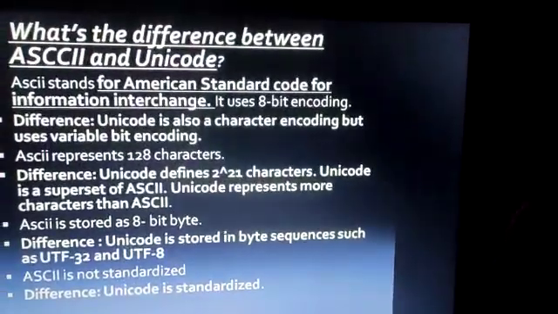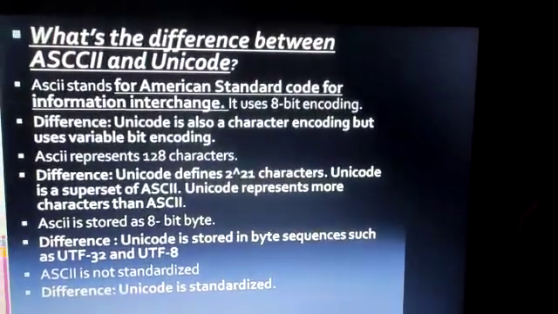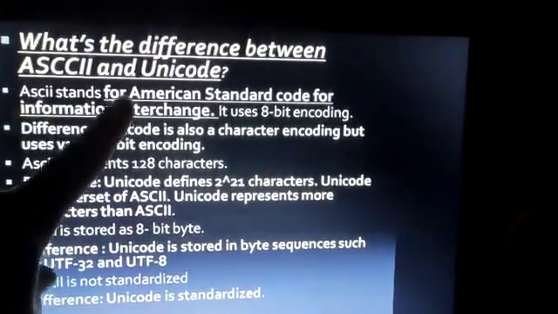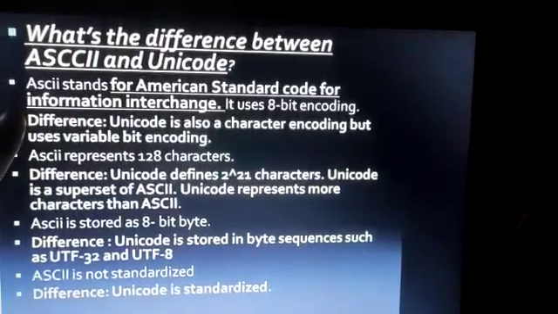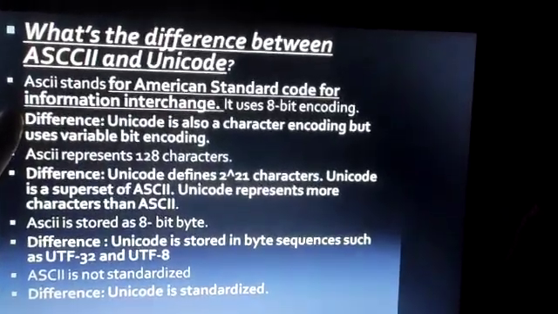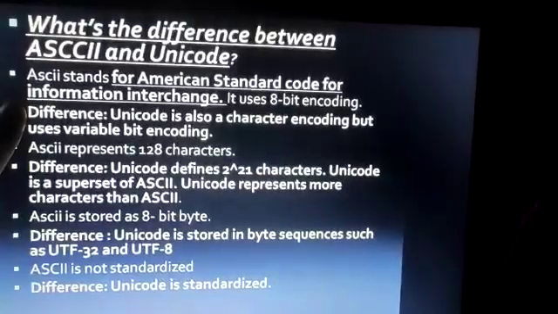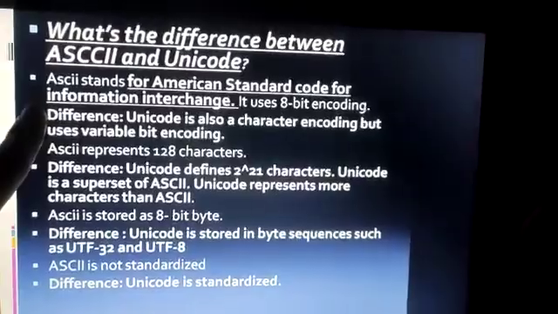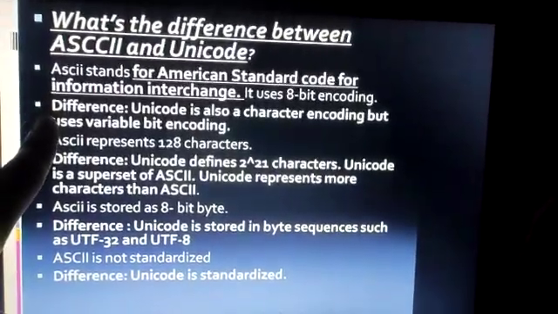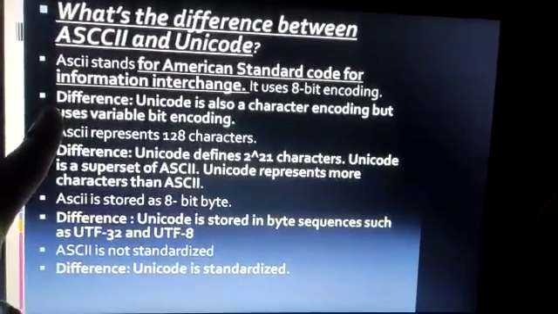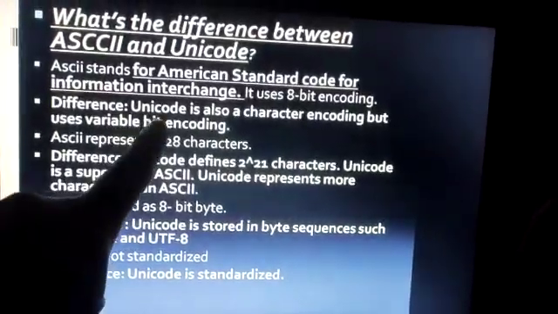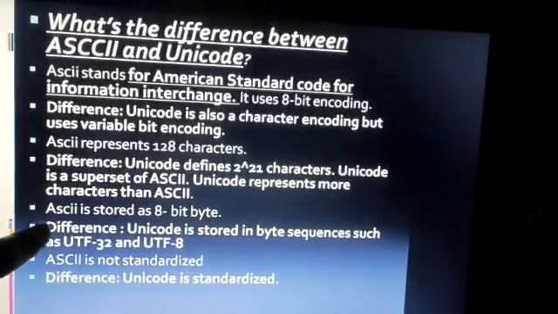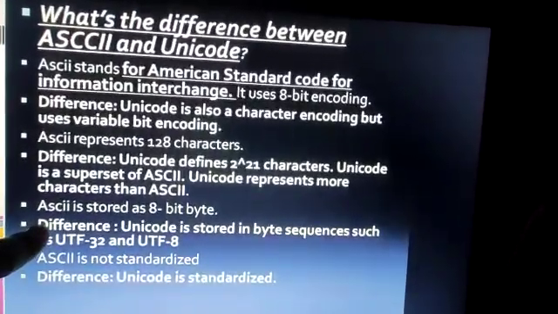Next we have the ASCII code and the Unicode character. ASCII stands for American Standard Code for Information Interchange. That is the full form of ASCII. It uses 8-bit encoding, an 8-bit code for encoding a digit number. What is the difference between them? Unicode is also a character encoding but uses variable bit coding. Here I have written the difference between ASCII and Unicode characters.